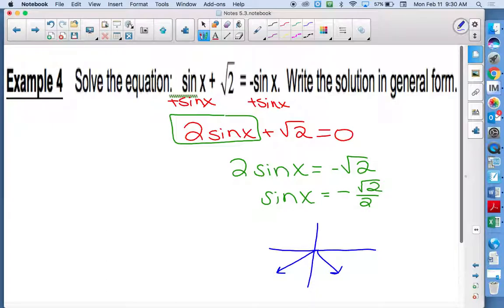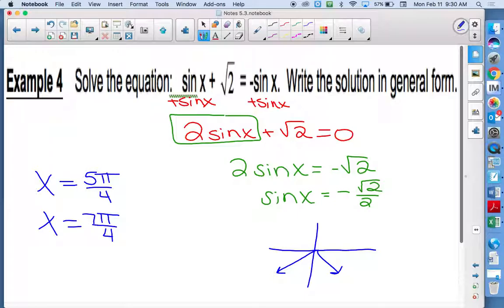So it wants general solutions. You still need those specific angles. Morgan, when is the sine negative square root of 2 over 2? 5 pi over 4. 5 pi over 4, what did you say? And 7 pi over 4. So those would be specific.